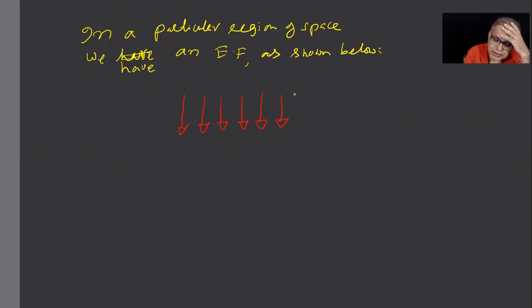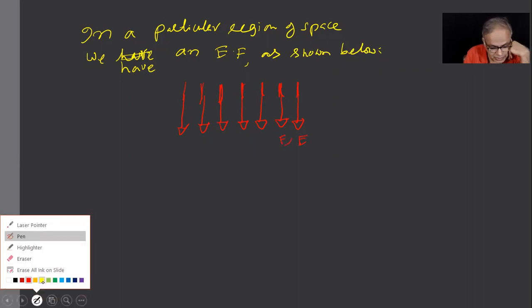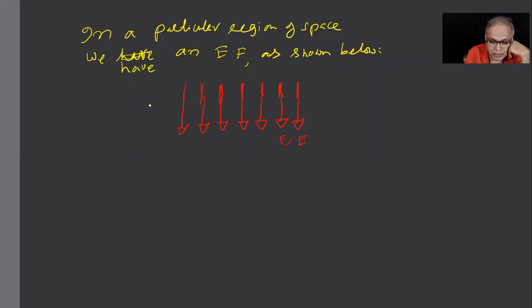E is there like this, limited to this region. They're all parallel lines I showed. And remember, everywhere this E was the same. E vectors are all the same length and same magnitude. Into this field, someone projected one electron with some velocity v. What will be the path of the electron?